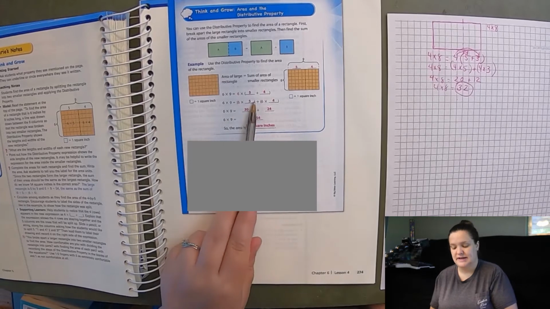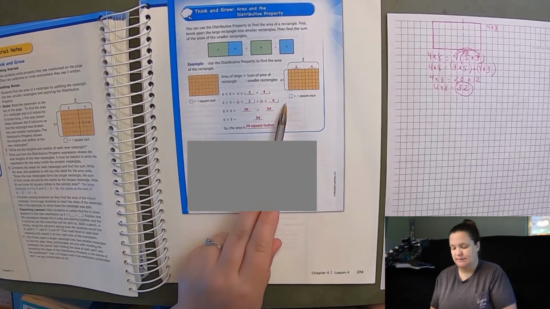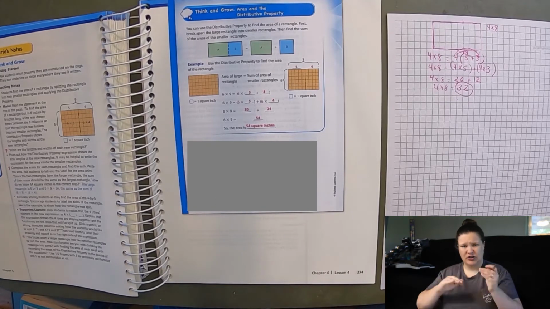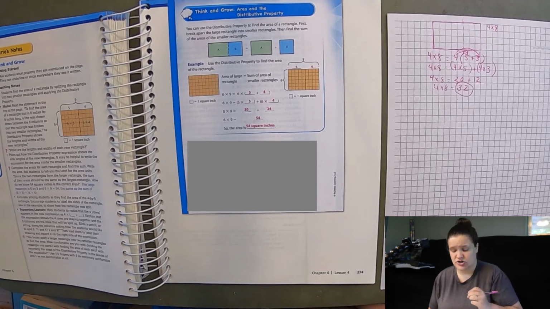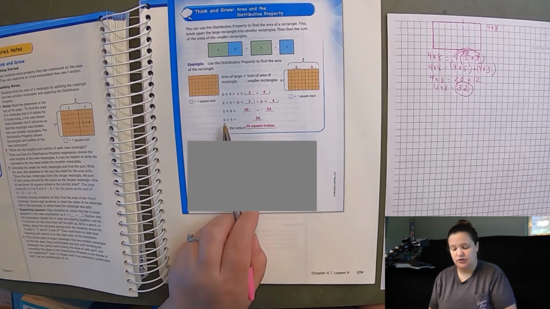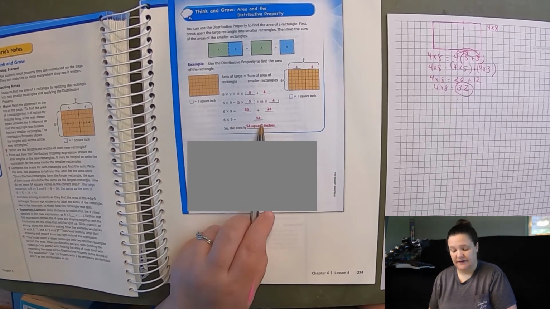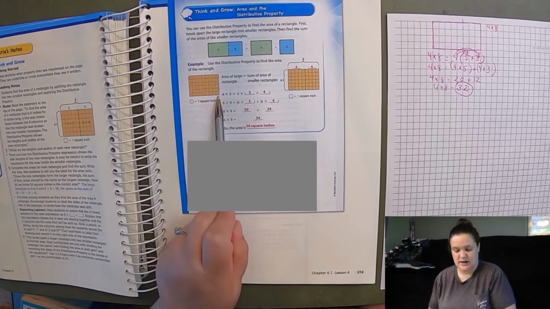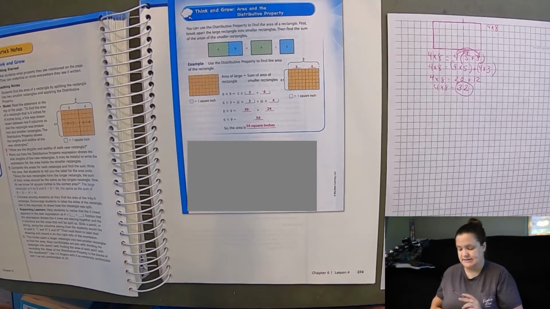Then you solve. 6 times 5 is 30. 6 times 4 is 24. And you add those two numbers up. If you need to, you can stack them if it makes it easier on your scratch paper to add. So we get 6 times 9 equals 54. 54 square inches, because that is what our diagram told us.